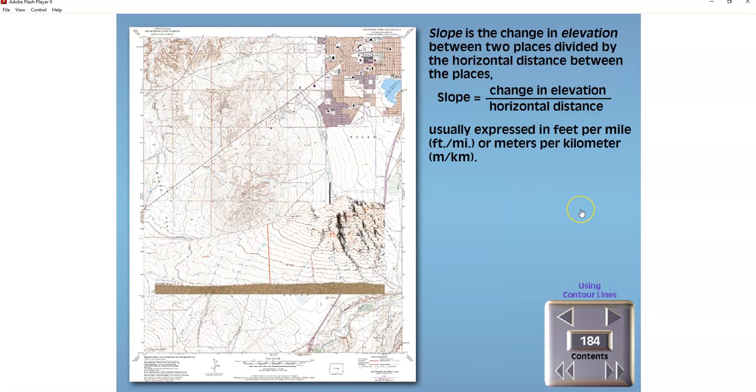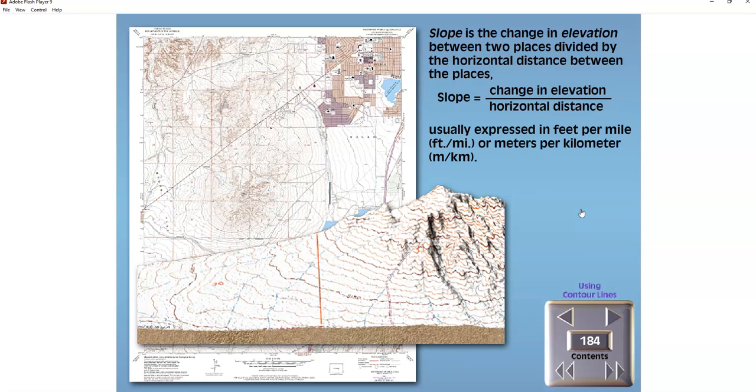Slope is the change in elevation between 2 places divided by the horizontal distance between the places. Slope equals change in elevation divided by horizontal distance, usually expressed in feet per mile or meters per kilometer. This is also called gradient, which is on the front of your ESRT. So you do the change in elevation, and then you divide that by the distance. Again, it's going to be feet per mile or meters per kilometer. And we'll do a couple examples here quick.